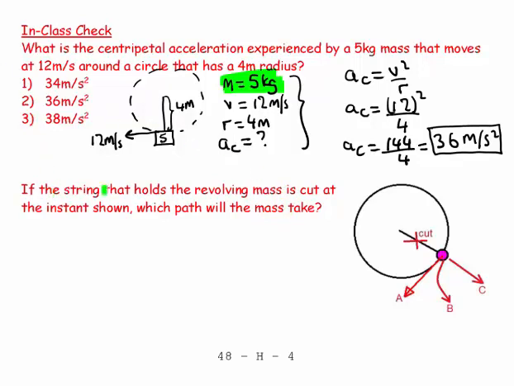Then the second bit, if the string that holds the revolving mass is cut at an instant shown, which path will the mass take? Most common misconception is that the object will simply move away from the circle radially. If people start thinking about air drag, sometimes they'll draw the second most common misconception, where they have some kind of curve taking place.